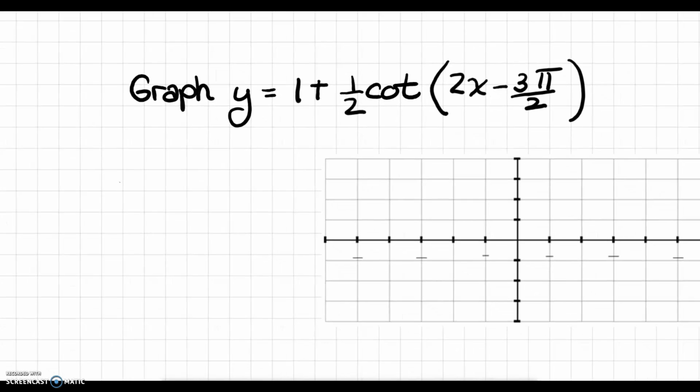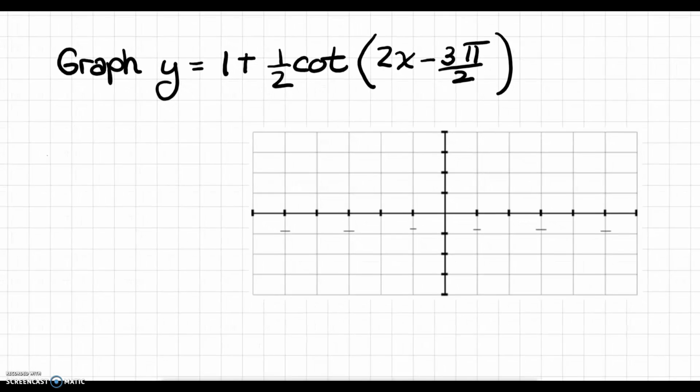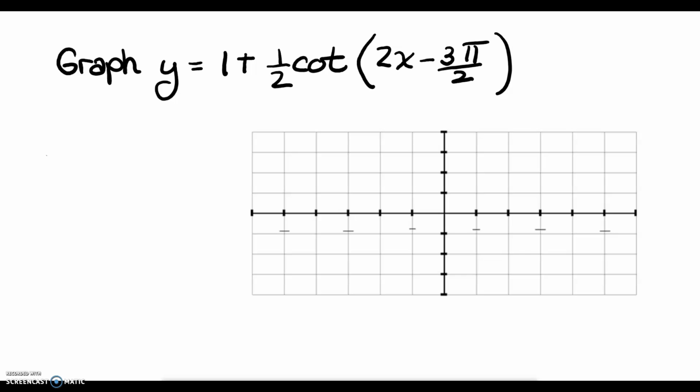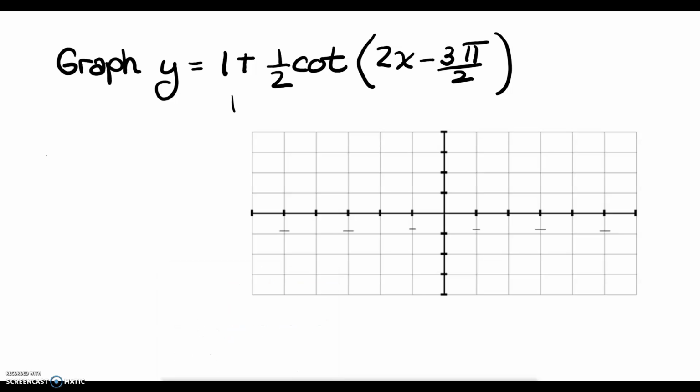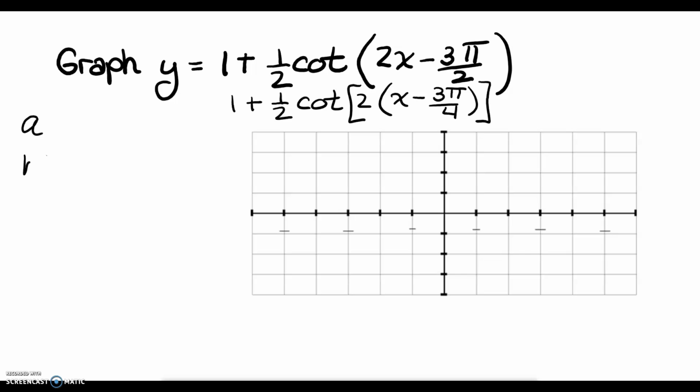It's going to be a little bit more difficult. I want you to take a look at this. I have not factored b out, so I need to rewrite this equation with a new b value, right, with my b value factored out. So this is 1 plus 1 half cotangent of, when I factor that 2 out, I get 3 pi over 4. Okay, so now it's easy to find a, b, c, and d.